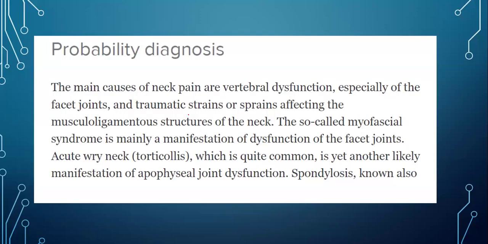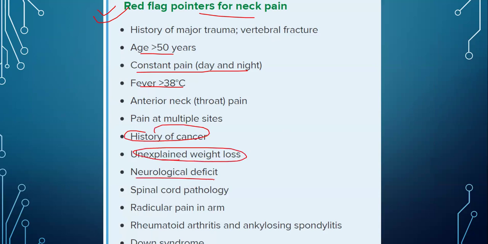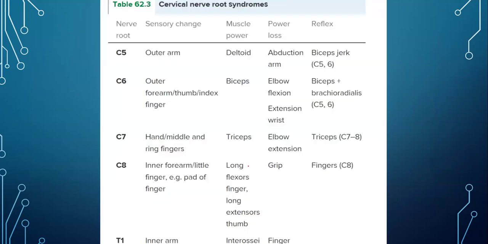Neck pain. So neck pain is also important. Neck pain, back pain, more or less similar kind of things. The common cause of neck pain is also vertebral dysfunction. Okay. And these are the red flag pointers for neck pain. So patient more or less same. So age more than 50, constant pain, fever, and patient having history of cancer, unexplained weight loss, progressive neurological deficit. These are mainly the red flag pointers.